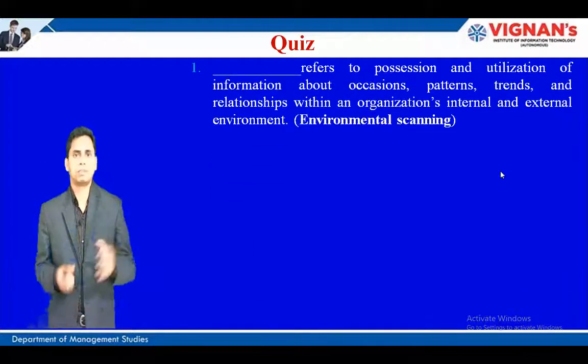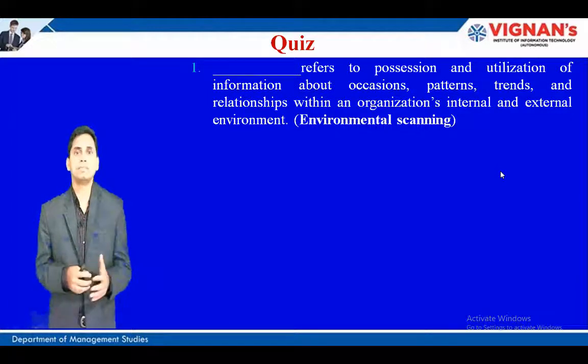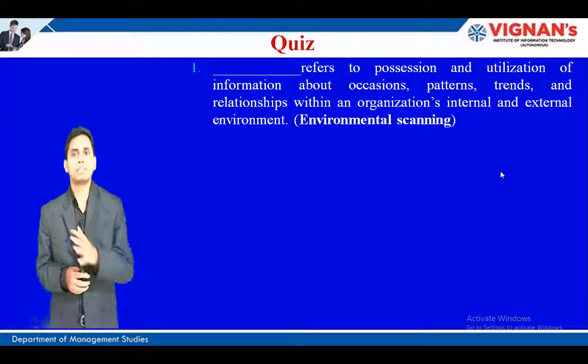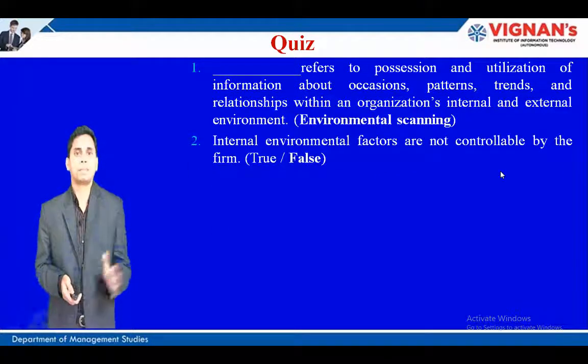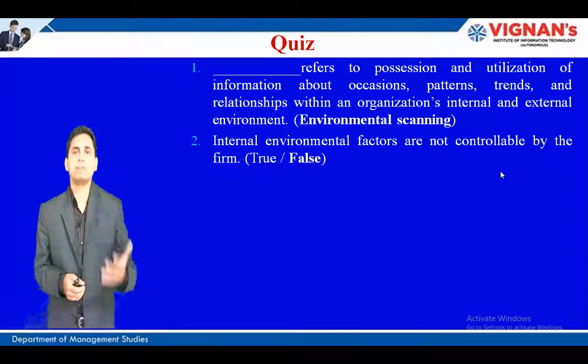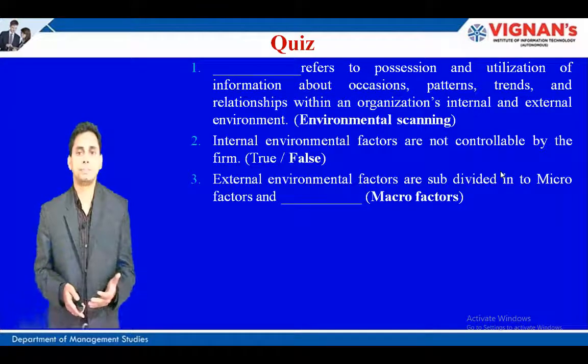Now, let's see a small quiz. The possession and utilization of information about occasions, patterns, trends and relationships within an organization's internal and external environment is called what? It is environmental scanning. Internal environmental factors are not controllable by the firm. Do you agree with this? No. Internal environmental factors can be controlled by the firm.